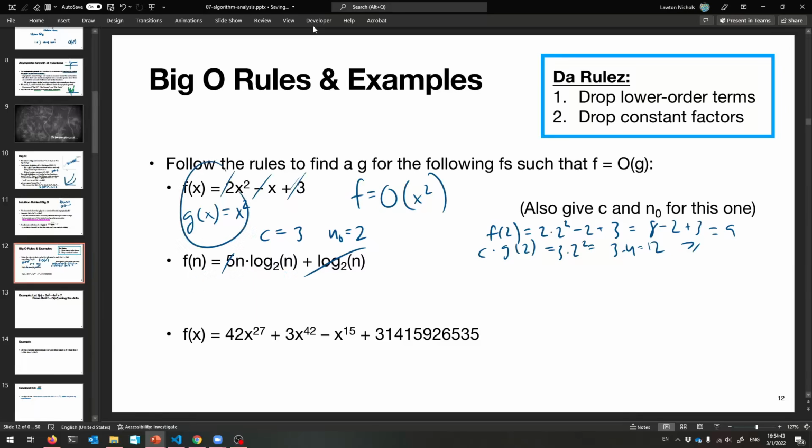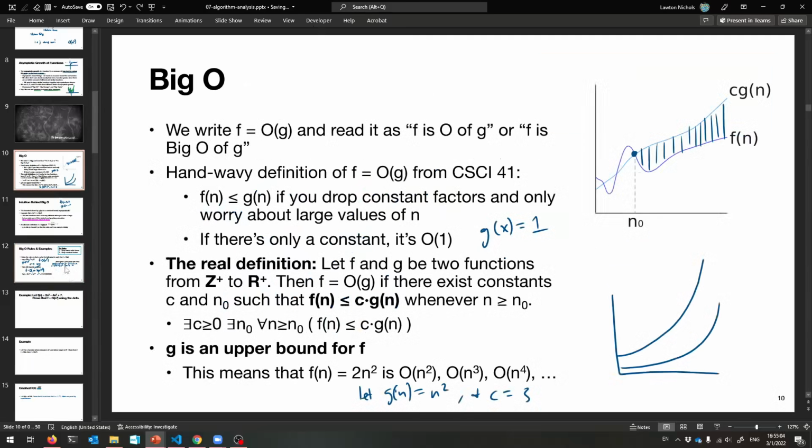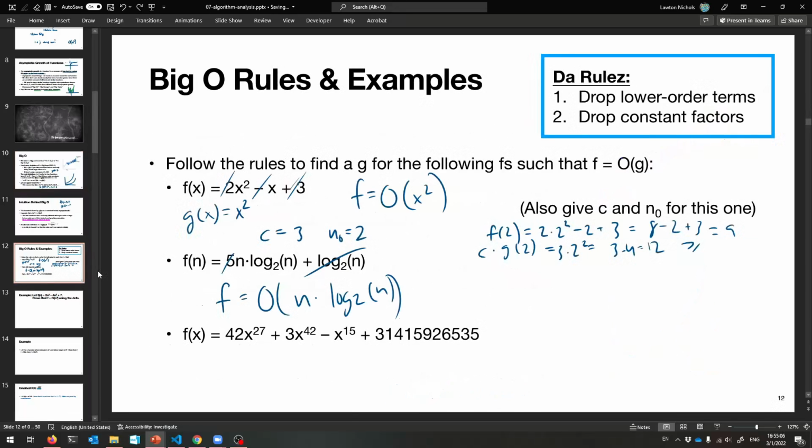Okay, I used to use x, now I'm using n. Remember what the variable is. So it's not always n. F is equal to big O here of n times log base 2 of n. So that's my function. And you can find an appropriate c and n naught value such that the original definition of big O works for it. Okay? And then finally, one last big one.